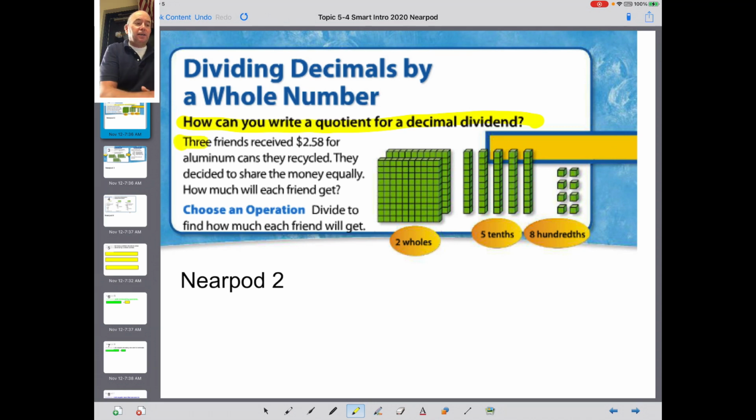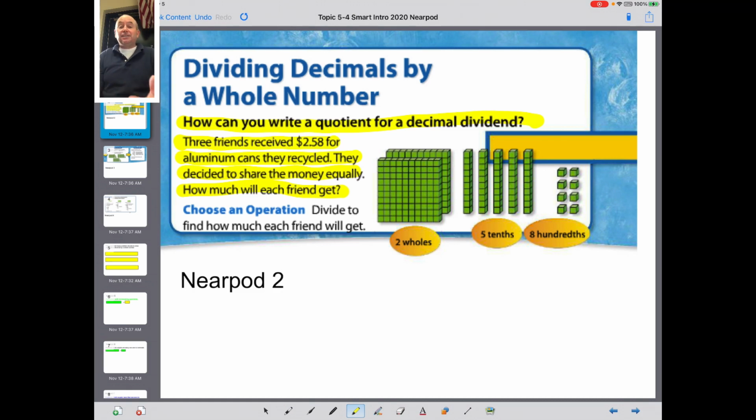And then it gives you a situation where three friends received $2.58 for aluminum cans they recycled. Boy, that's a lot of money, huh? Is that all you get for aluminum? They decided to share the money equally. They did it all together, right? So how much will each friend get?